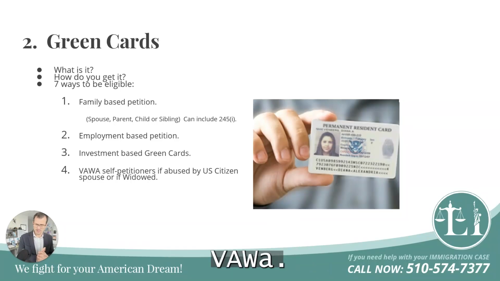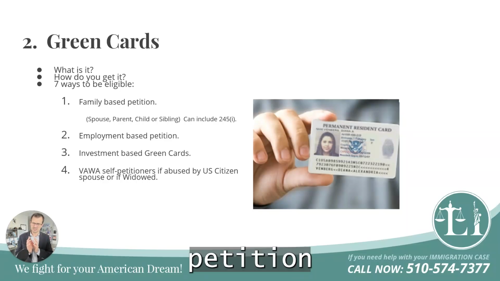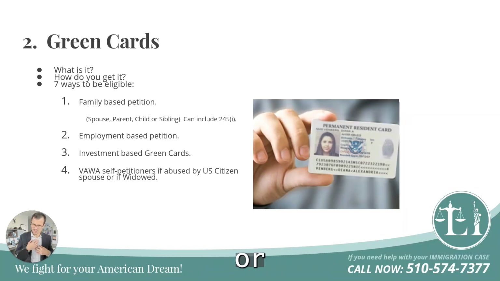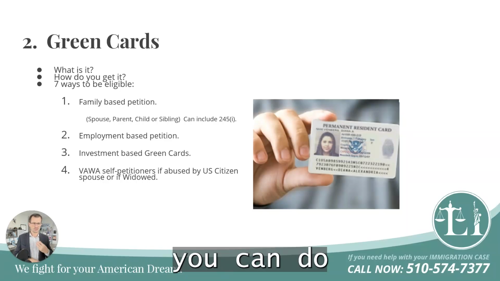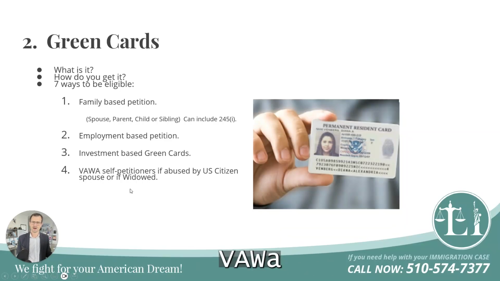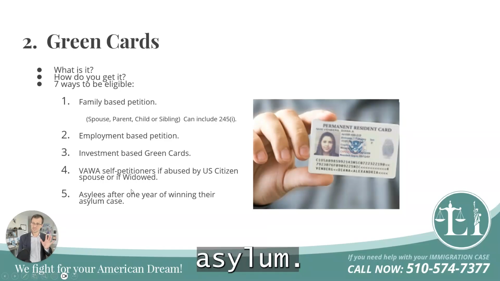Here I'm mentioning VAWA. I said I would mention VAWA. VAWA is a family-based petition that a person can do by themselves, all right? It's a self-petition. So when a person was ever abused by a U.S. citizen spouse or a U.S. citizen child in certain instances, or if a person was widowed or is the widower of a U.S. citizen, so like if your spouse passed away before they could file your petition, you can do that, all right, through VAWA.